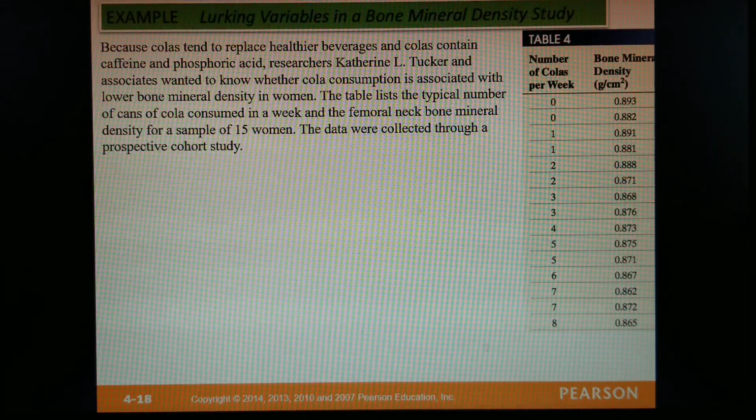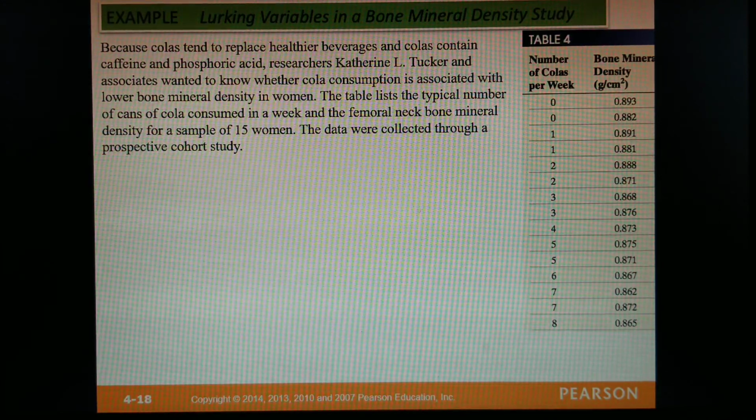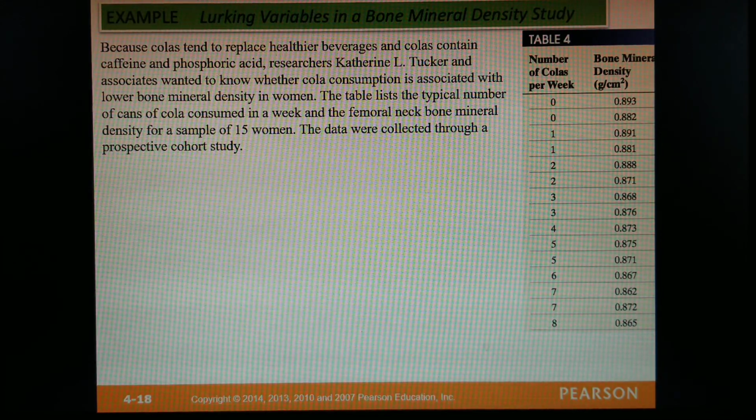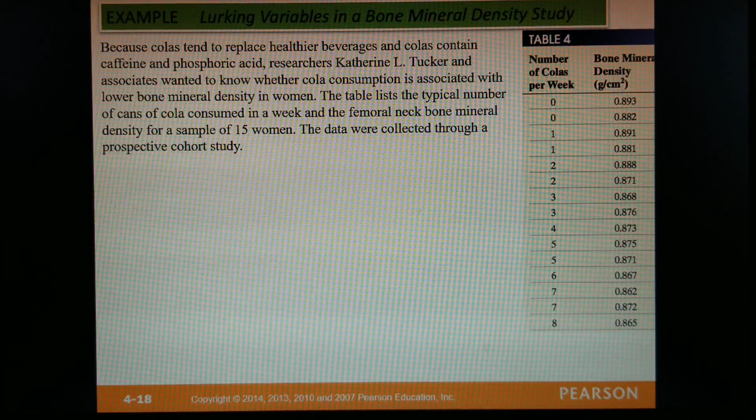All right, so for this problem, because colas tend to replace the healthier beverages and colas contain caffeine and phosphoric acid, researcher Catherine L. Tucker and associates wanted to know whether cola consumption is associated with a lower bone mineral density in women. The table lists the typical number of cans of cola consumed in a week and the femoral neck bone mineral density for a sample of 15 women. So the data were collected through a prospective cohort study.